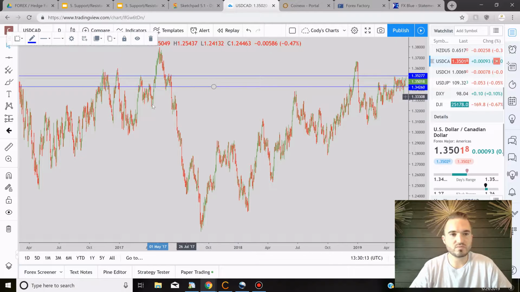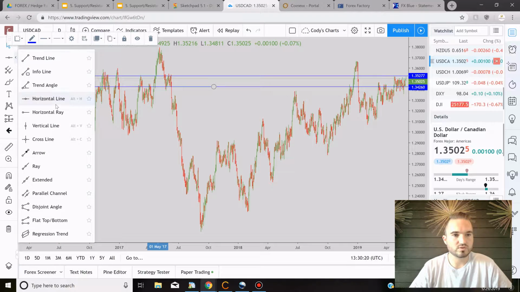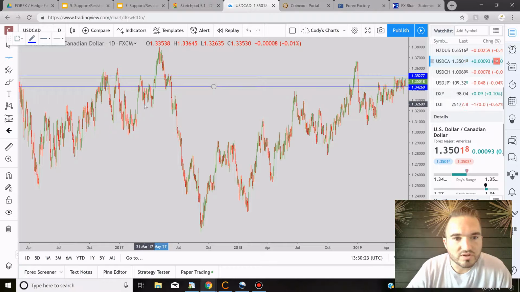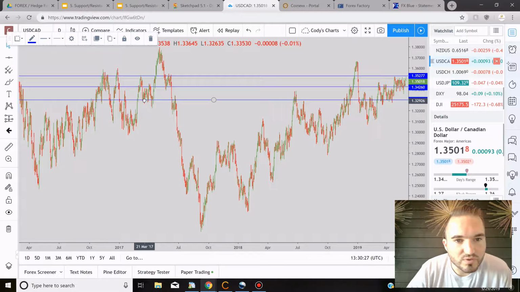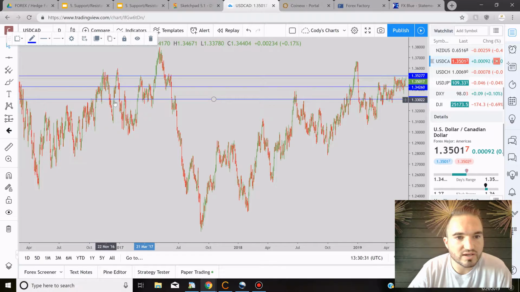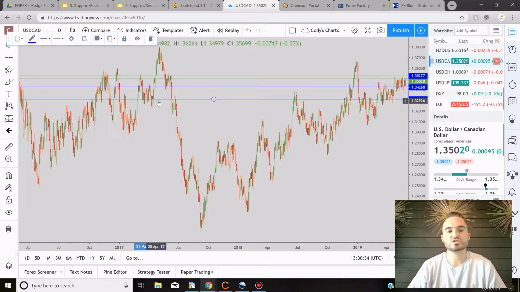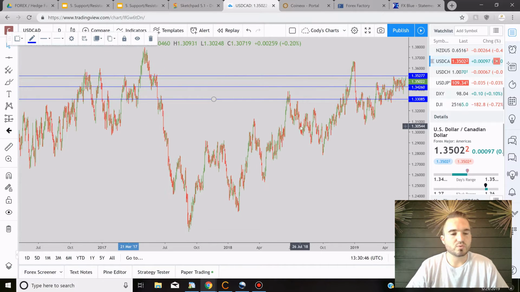Let's place another one. I think I've got to click it again. Let's do another horizontal line. Okay, so it seems like right in here, it always tends to touch right there and come down. The reason I'm doing this is that every time it touches it, I feel like it's an imaginary line that it bounces off, and I'm just creating these lines myself in my head. So those are some strong ones back in the past.